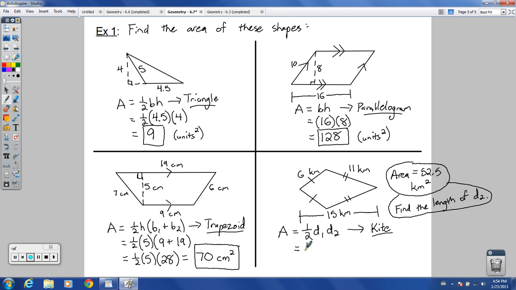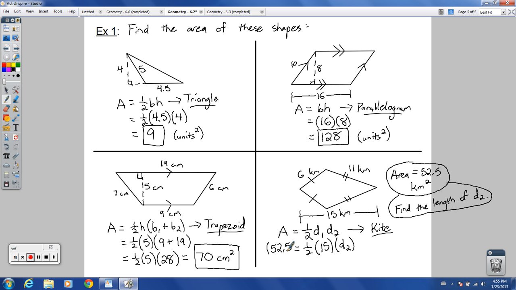We know d1, one of my diagonals, is 15. So I'm going to plug in 15 right there. My other diagonal, I don't know. I'm going to write that as d2. So do we actually know A on this one? We sure do. We know the area. So we're told that. In this one, this is where it gets a little different here. But we can plug in A. It's 52.5. That's what it has to be.